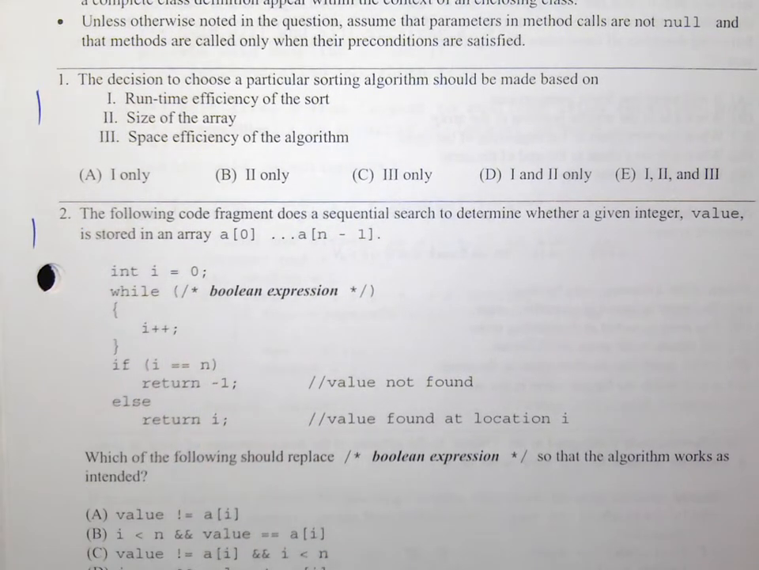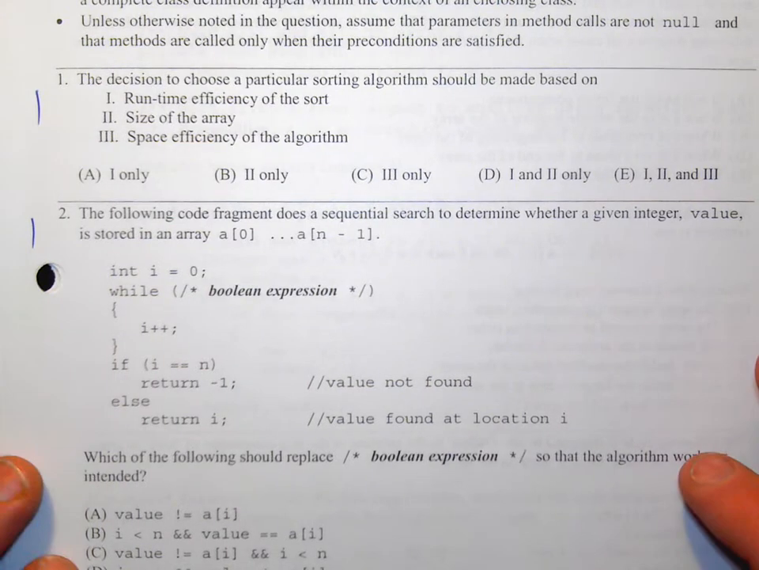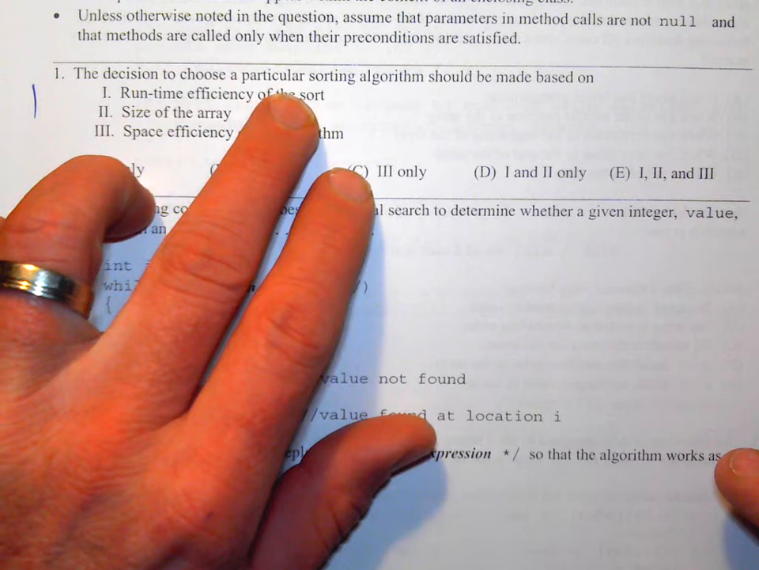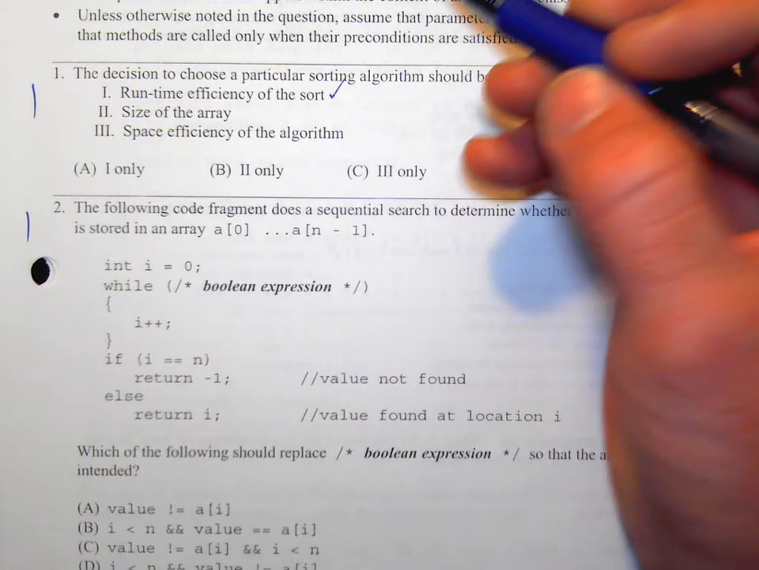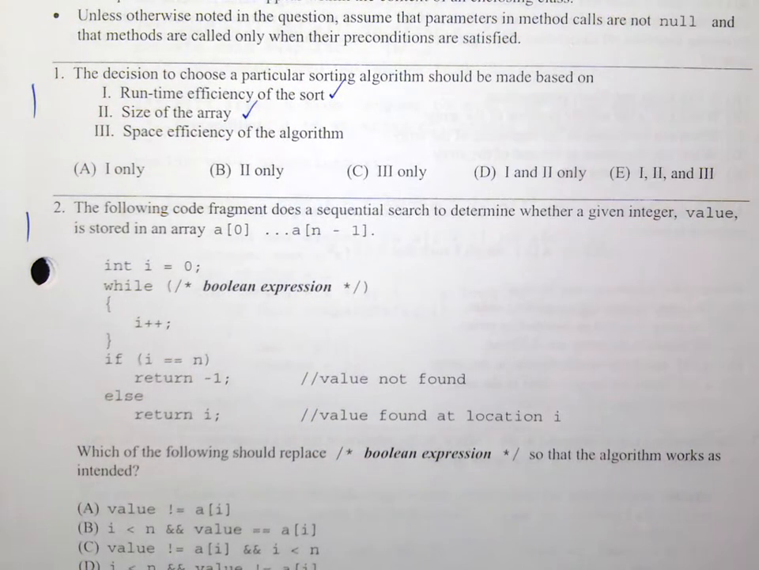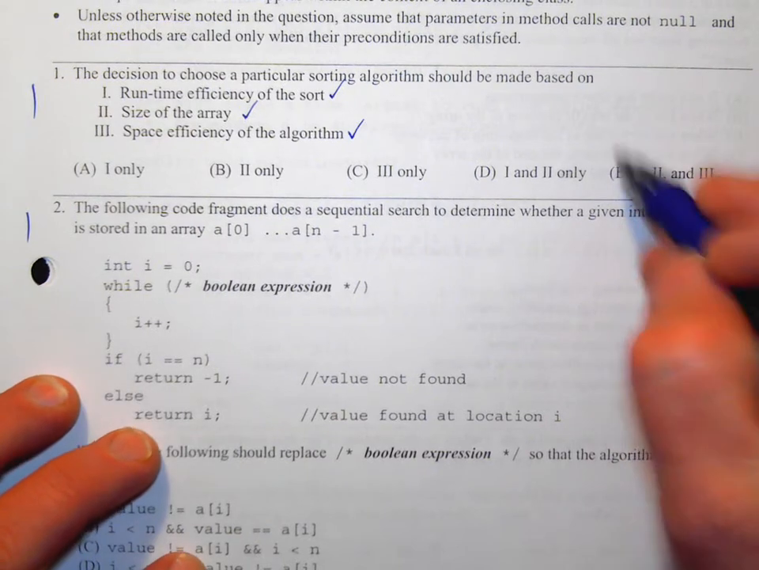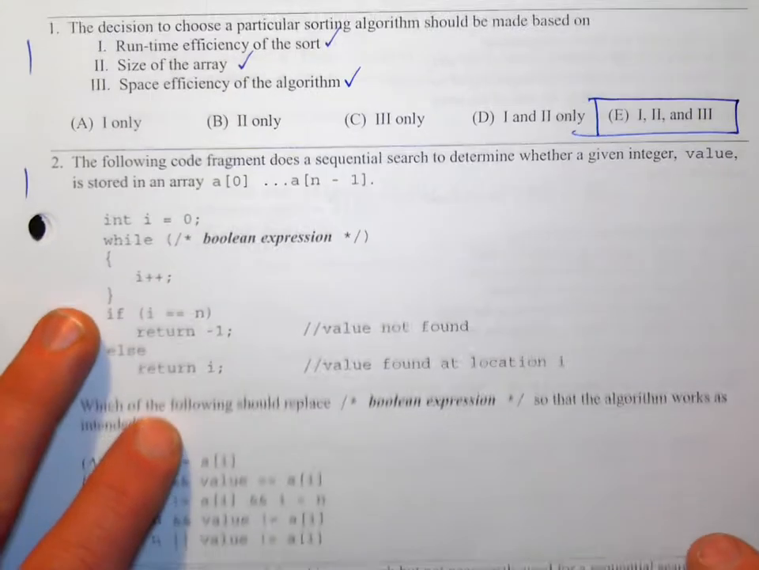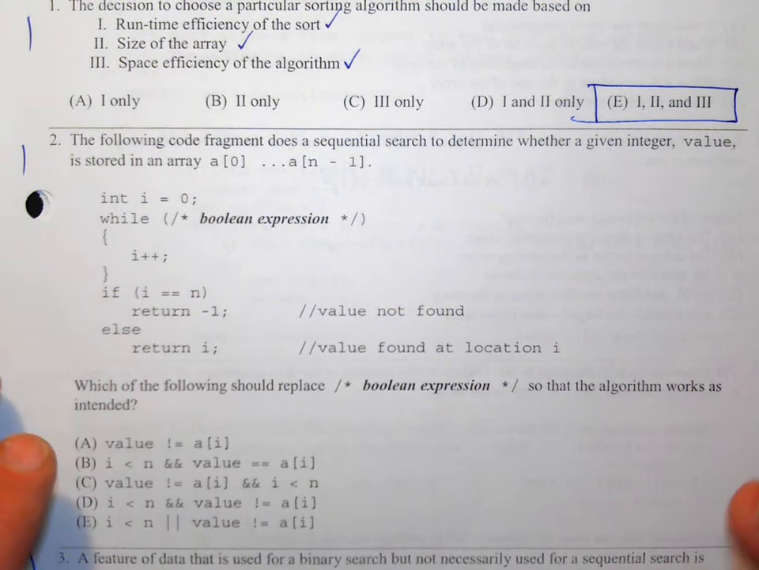A lot of these are tough. You've got to understand searching and sorting algorithms. You're not going to have to write your own for your response, but you need to understand these for multiple choice. Understand their weaknesses and strengths and how they work. The decision to choose a particular sorting algorithm is based on runtime, how quickly it works, the size of the array, since some work better for shorter arrays, some for longer arrays, and space efficiency. You've got to be conscious of space. All three of these are very good things to consider when picking an algorithm.